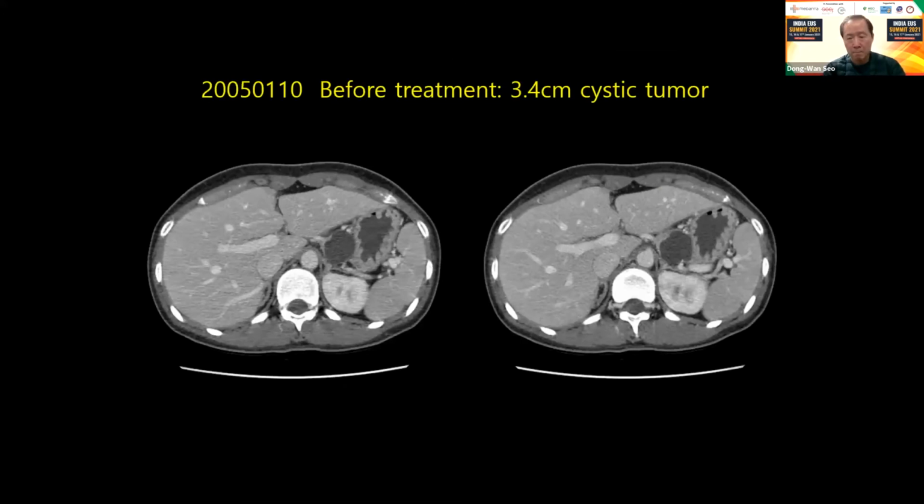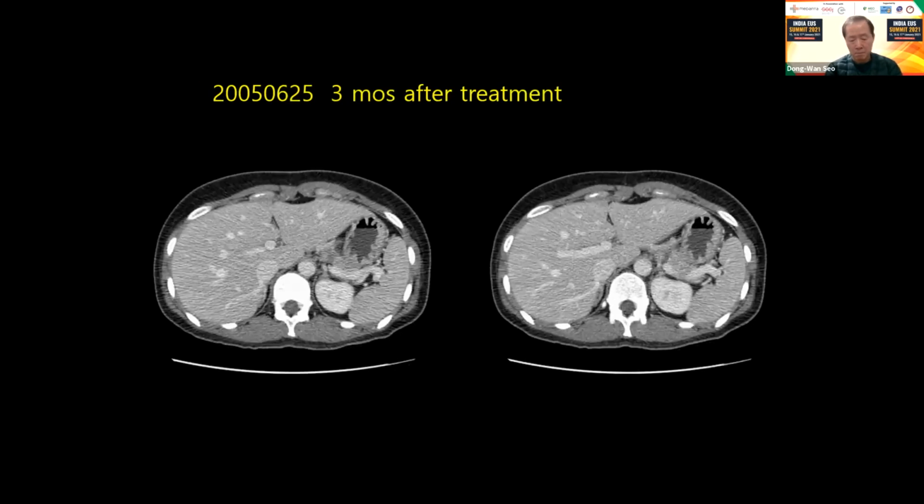This is a previous lavage case, before treatment. The CT scan was acquired on January 10th, 2005. Before treatment, we can see a 3.4 cm cystic tumor. This is the CT scan 3 months after US-guided therapy. We can see complete disappearance of the cystic tumor.